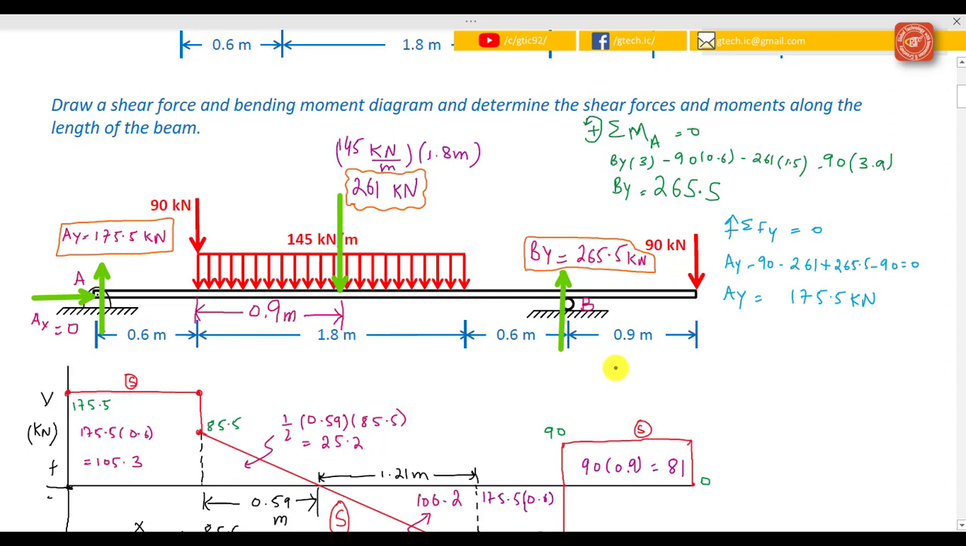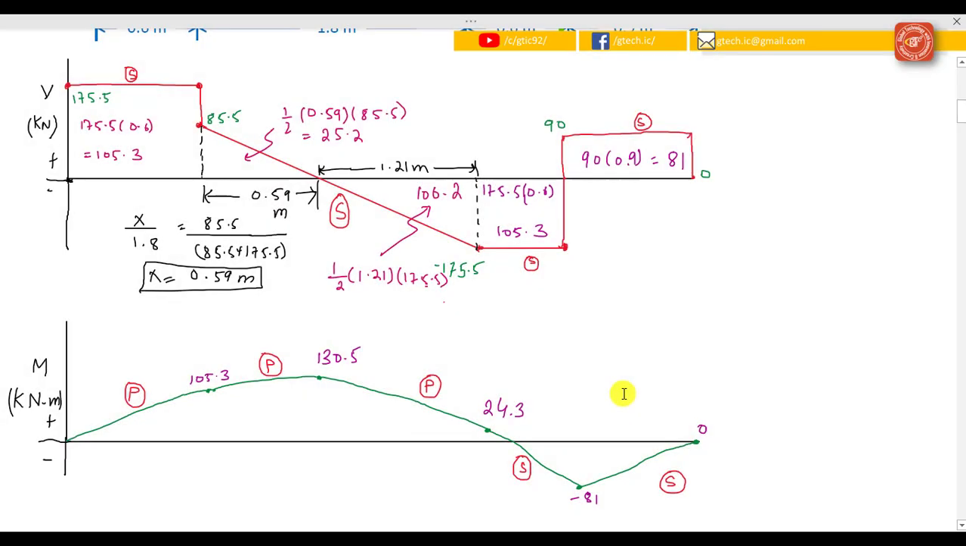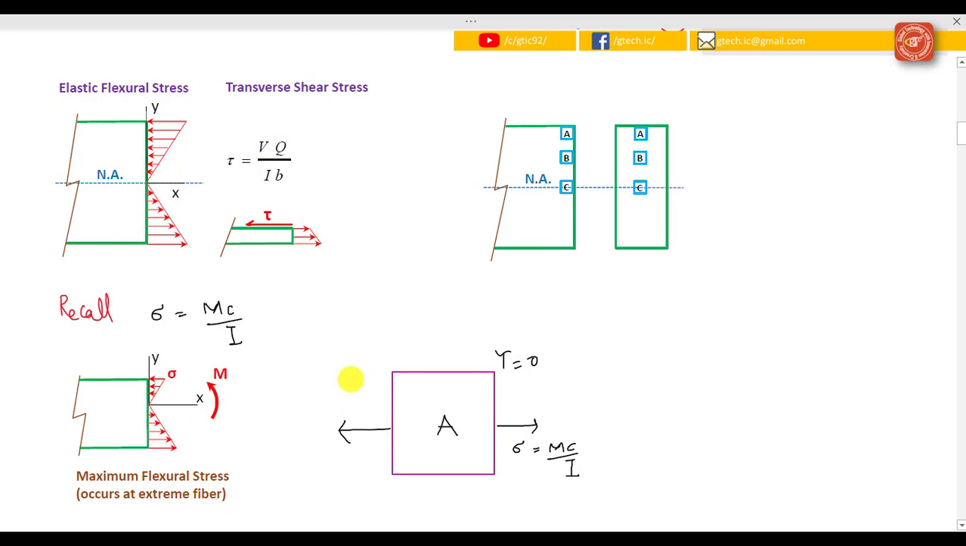If you don't remember how to do the shear force and bending moment diagram, you can refer back to my lecture number 9. Okay, from the shear force and bending moment diagram, we know the maximum shear force is 175.5 kilonewton and the maximum bending moment is 130.5 kilonewton meter.